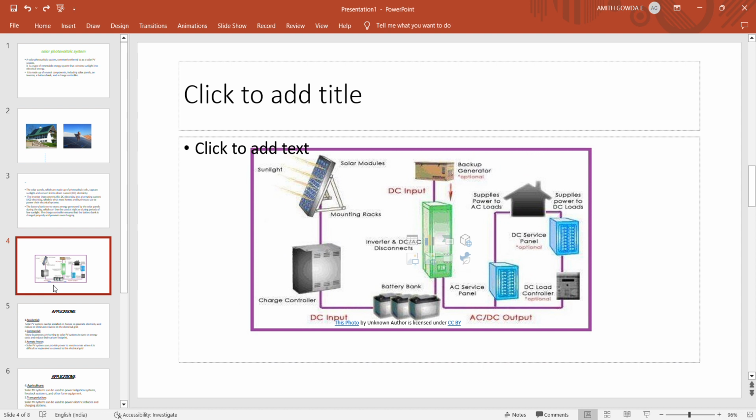So this is how we can convert sunlight into electrical energy. We can see here the sunlight is falling on the solar modules. Later it goes to the charge controller through the DC input, which performs all this work, and then it is converted into AC output, and then the electrical energy is generated.